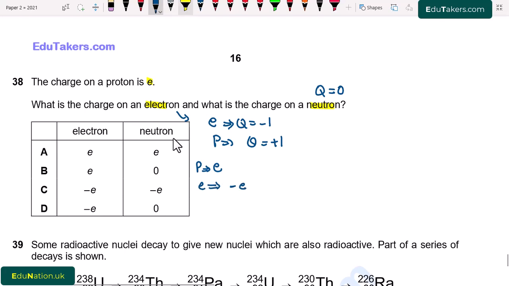So here electron and the neutron are shown A, E and E. It is incorrect because neutron is neutral. B, E and 0. The charge on the electron is -E, so it is also incorrect. C, -E and -E. It is also incorrect. And D, -E and 0. So D option is correct here.